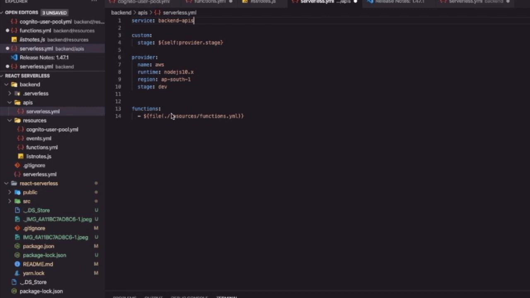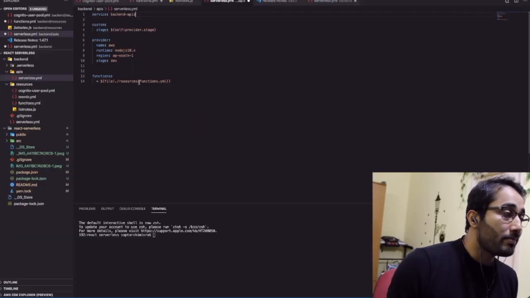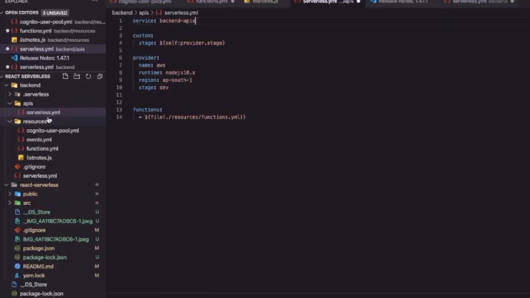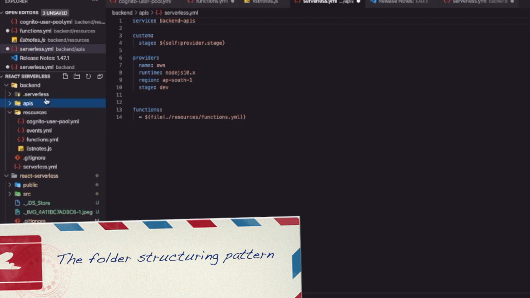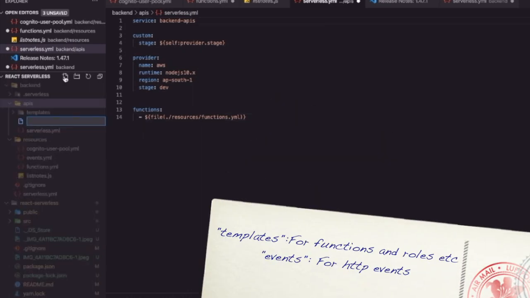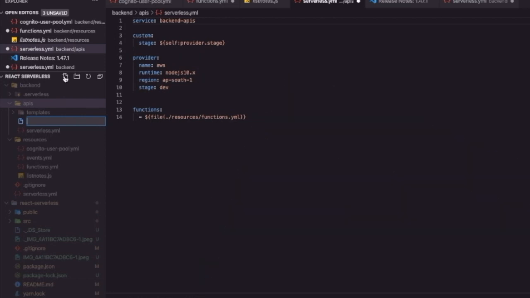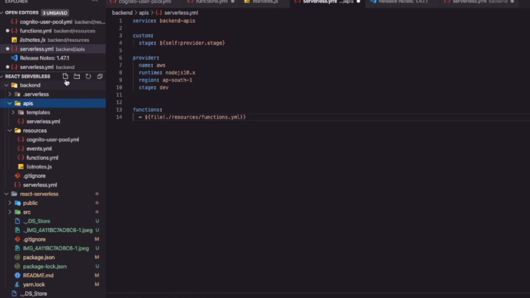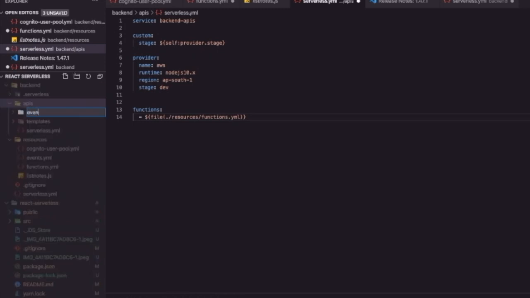After the serverless.yaml file has been created, it's time for us to start talking about a different folder structure pattern for hosting our template files. And the pattern that I follow is like this. I usually keep all my function declarations inside something called templates, and for creating any particular event, for example attaching an HTTP event to our Lambda function, I usually keep them inside a separate directory called events.